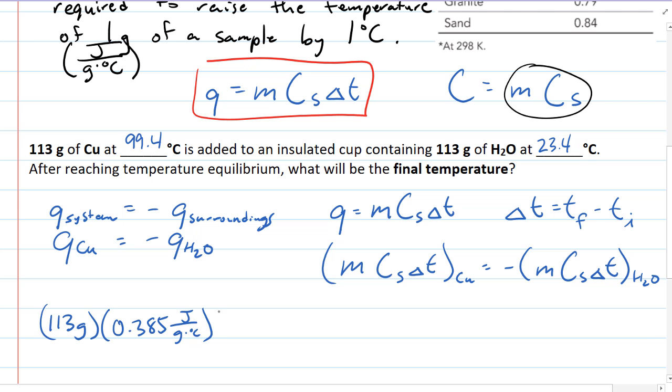And then we'll have delta T for the copper. Delta T again is T sub F minus T sub I. We don't know what T sub F is. That's actually what we're trying to find. We're trying to find out what is T sub F. But we do know the initial temperature of the copper. And what is the initial temperature of the copper?